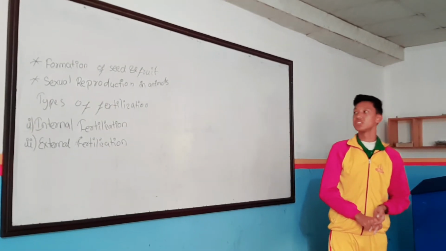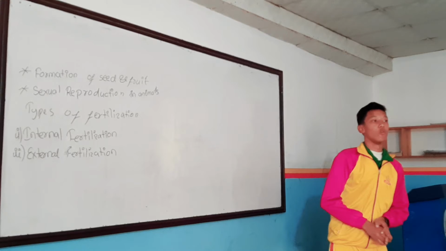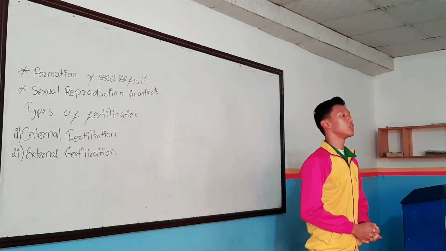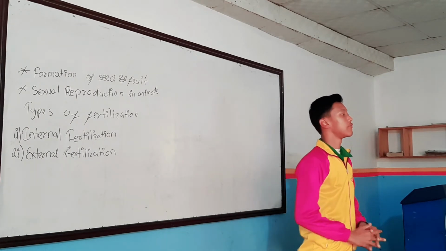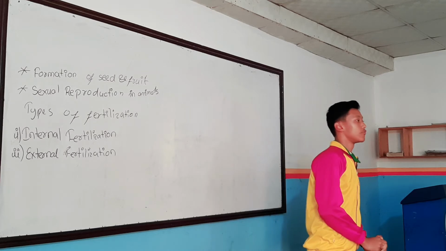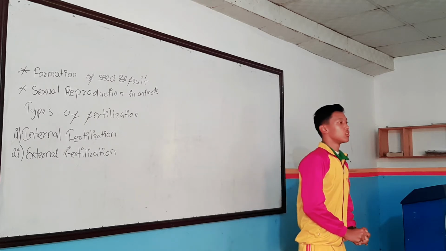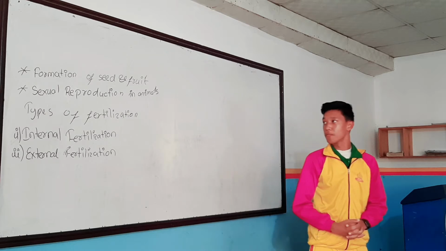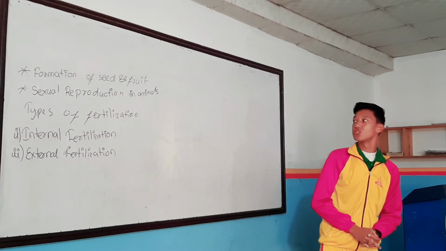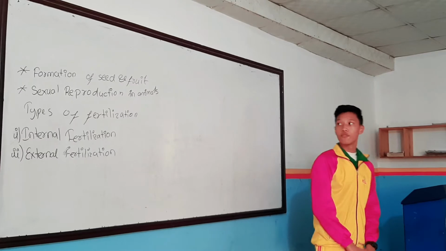My next topic is sexual reproduction in animals. When male gametes and female gametes meet together and fuse together, it is known as sexual reproduction in animals. There are mainly two types of fertilization.